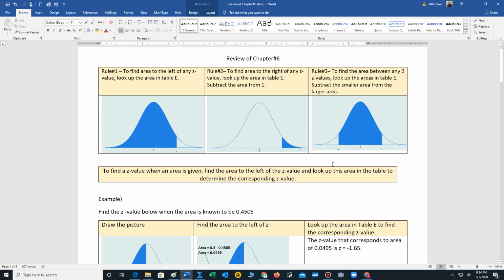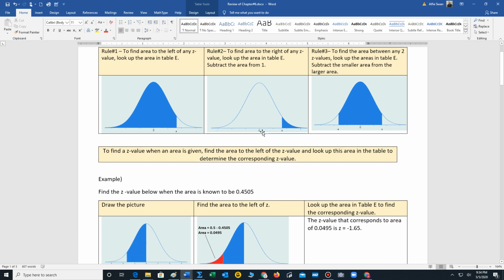And then finally, if we want to find the area between any two z-values, we have to look up both areas and subtract the smaller area from the larger area. The result should be a positive area. So that's the basis of our Chapter 6.